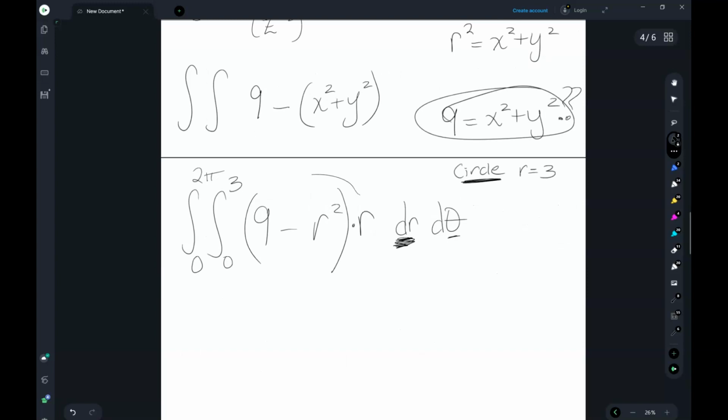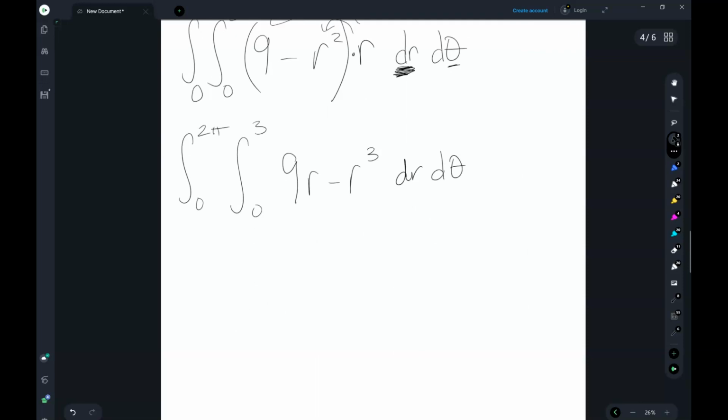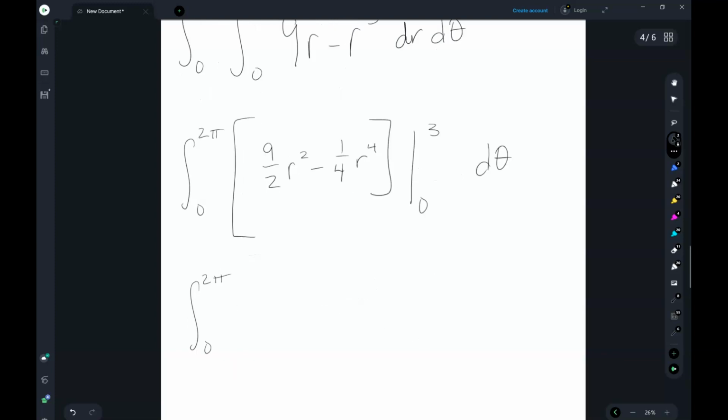We just have to do a little bit of simplifying here in the integrand, and then we'll be ready to integrate and evaluate. So let's go ahead and distribute that r. We get 9r minus r cubed. And we first want to integrate with respect to r. So do a couple of power rules here. We get 9 halves r squared minus 1/4 r to the 4th, which needs to be evaluated from 0 to 3. So if we plug in 3, we're going to get 81 halves minus 81 fourths. If we plug in 0, we get 0.